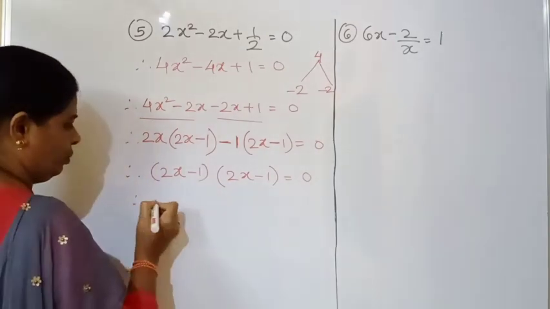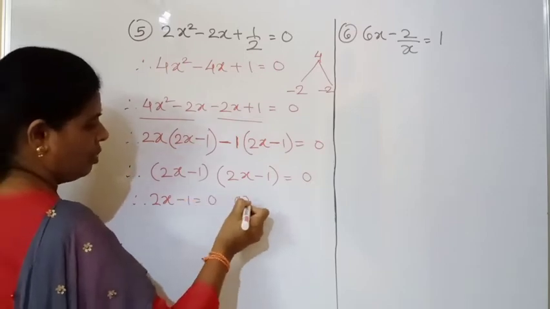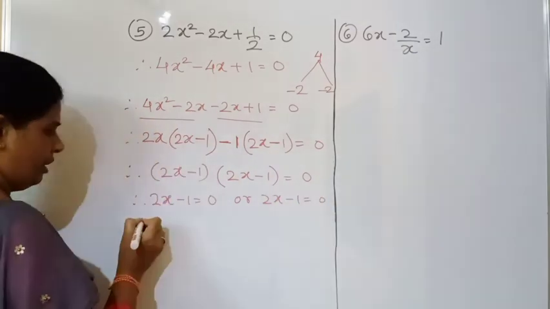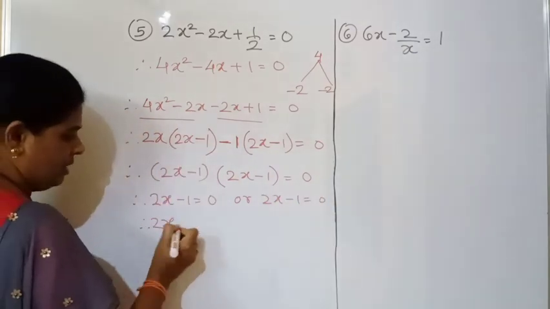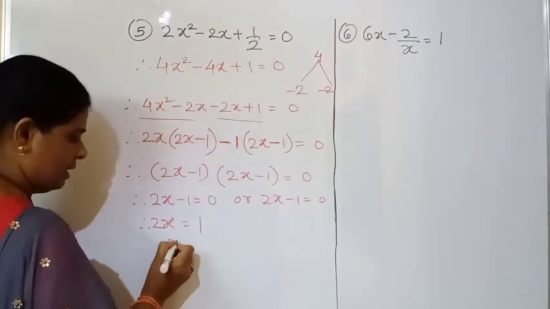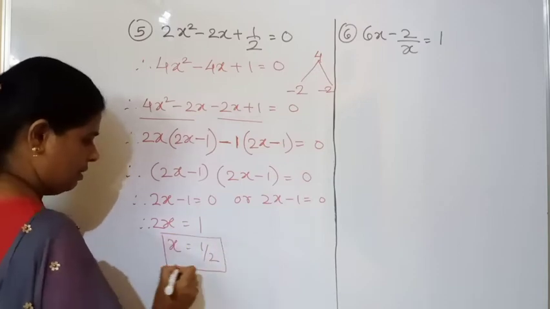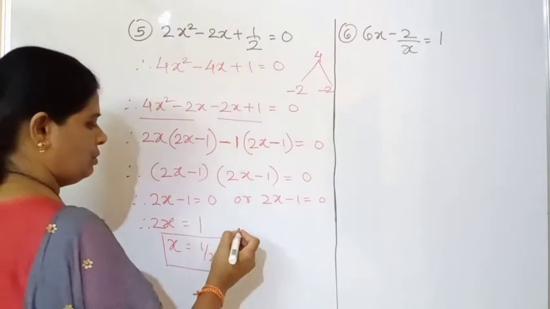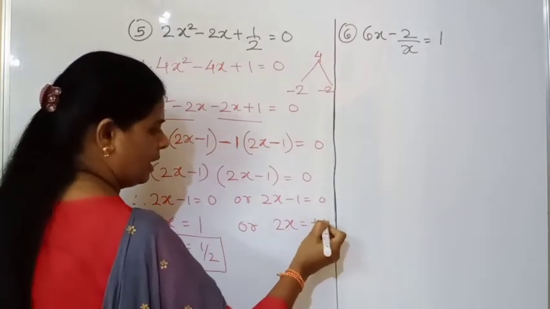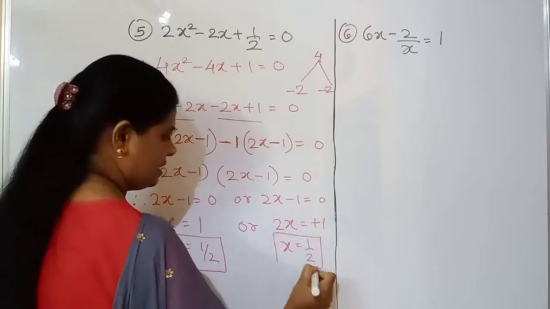Now split into 2. Make the 2 parts. 2x minus 1 equal to 0 or 2x minus 1 equal to 0. Okay. Therefore 2x is equal to minus 1 will go to 0. We will get plus 1 and x equal to 1 upon 2. This is our one factor which we have got. Now the second factor, that is 2x equal to plus 1 and x equal to 1 upon 2. This is our second factor.